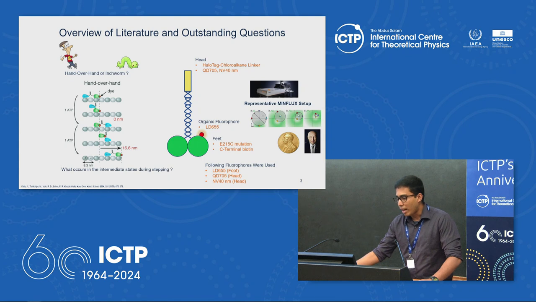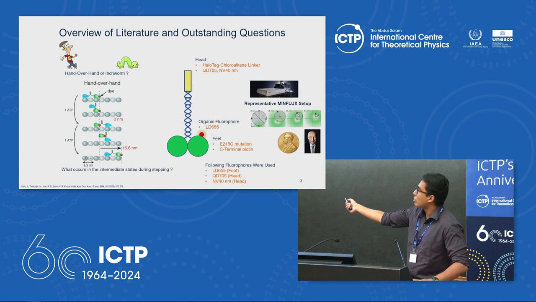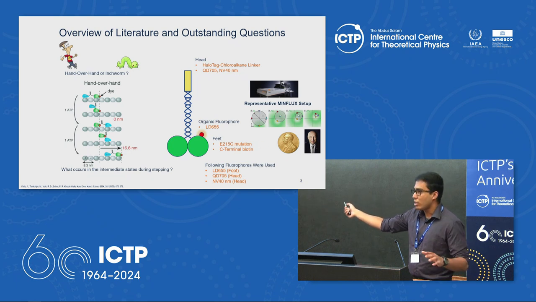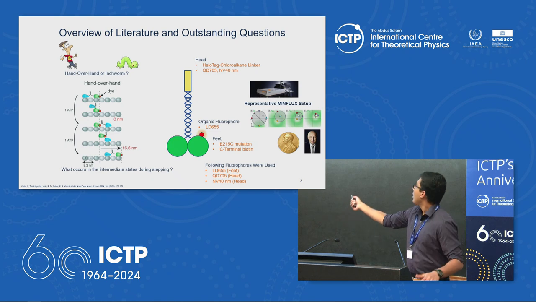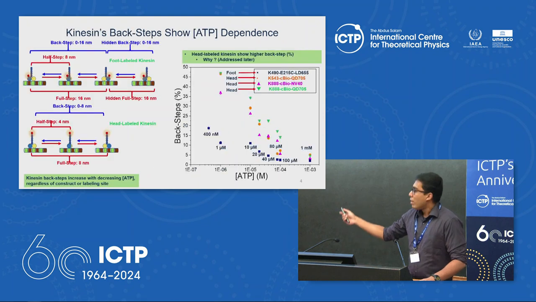The general idea behind these experiments is you have either a foot-labeled construct, as you see here, or a head-labeled construct, where you label the C-terminus. You use an organic dye like LD655 for the foot, or for the head you could use quantum dots or NV40, 40 nanometer nanodiamonds. Then you put it inside the MINFLUX, which is one of the latest nanoscopes developed by Stefan Hell and his research group, and you can track the location of the kinesin walking and come to different biomechanical conclusions about its motility.